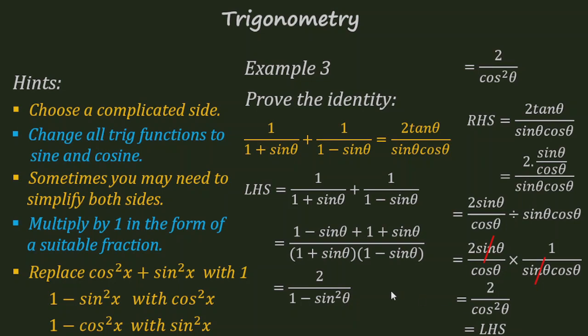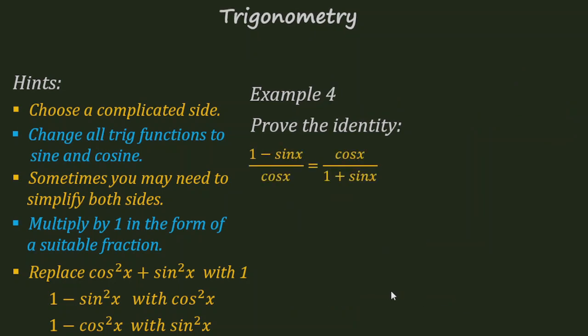Let us prove yet another identity. In example 4, we are required to prove that 1 minus sin x over cos x is the same as cos x over 1 plus sin x. If you look at the left-hand side and the right-hand side, they are more or less the same. So you could pick any of the two sides to simplify this, but in this case, we are going to pick the left-hand side.